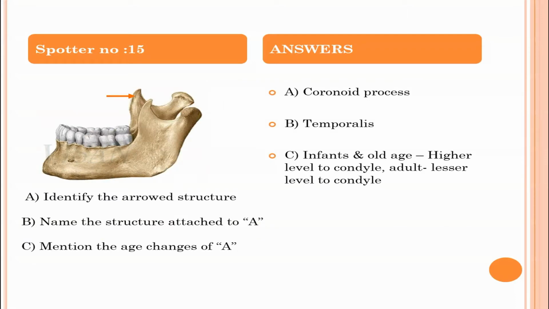Spotter number 15. The arrowed structure is coronoid process and the structure attached to it is temporalis. And the age changes: because of the measuring angle in infants and old age, that is obtuse, the coronoid process will be at a higher level in comparison with the condylar process. Whereas in adult the angle will be more acute than in infant and old age, so the condylar process will be at a higher level than the coronoid process.